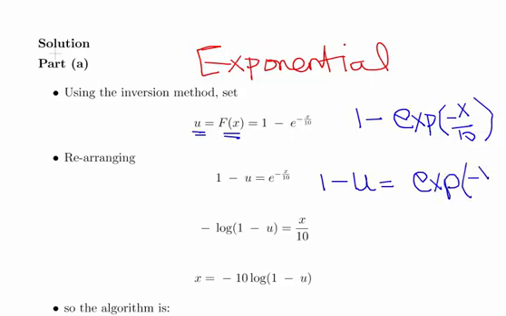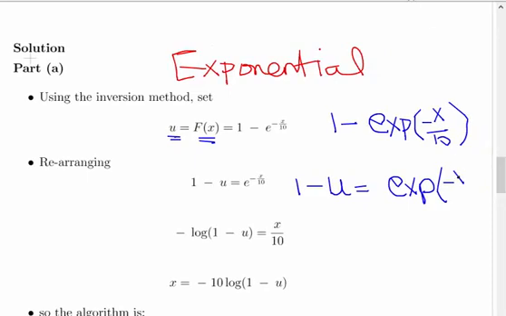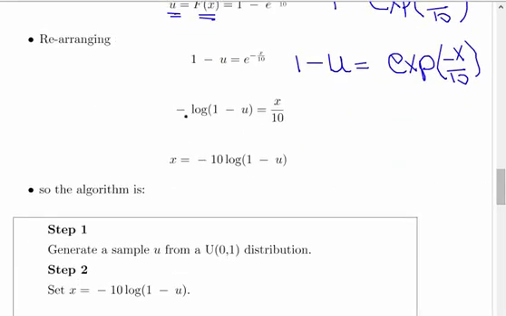x over 10. Okay, take the logarithm of both sides. Now it's a little bit easier to read there, and just move the minus sign accordingly, and then we end up here: x is equal to minus 10 times the log of 1 minus u.